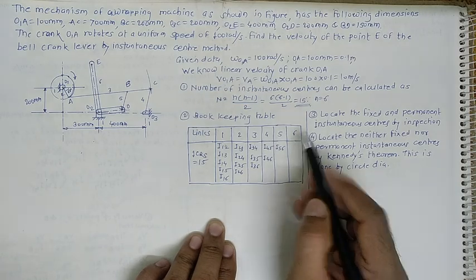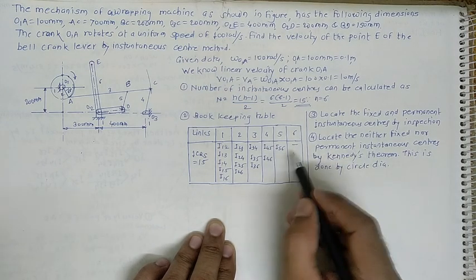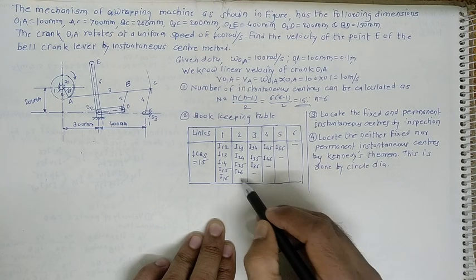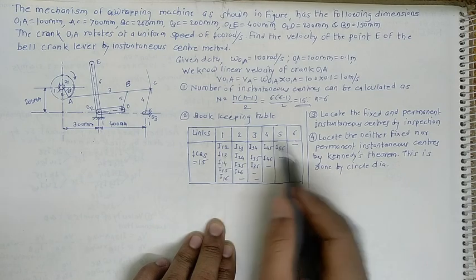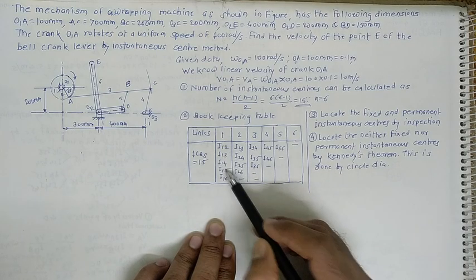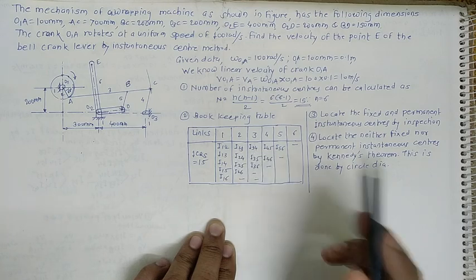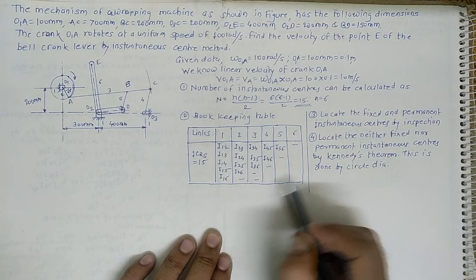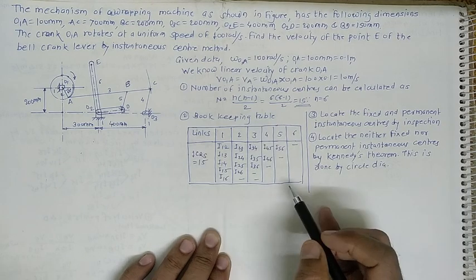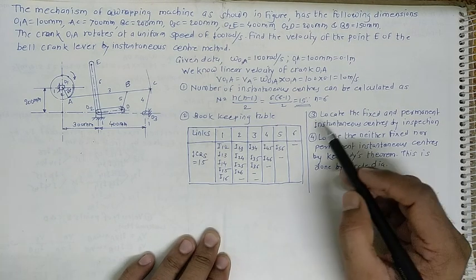Now if you count all the instance centers, here we can get the 15 instance centers. Count them: 1, 2, 3, 4, 5, 6, 7, 8, 9, 10, 11, 12, 13, 14, 15. Once we get the information regarding these instance centers, now move towards the next step.